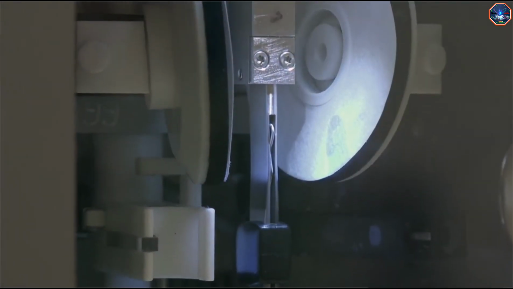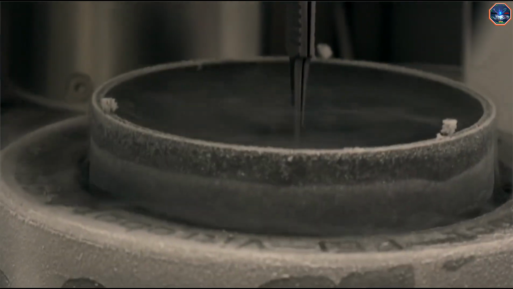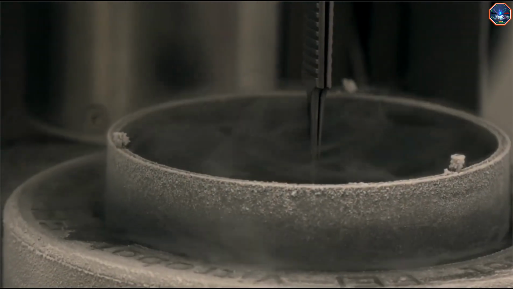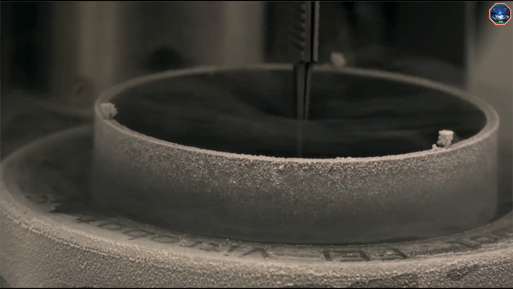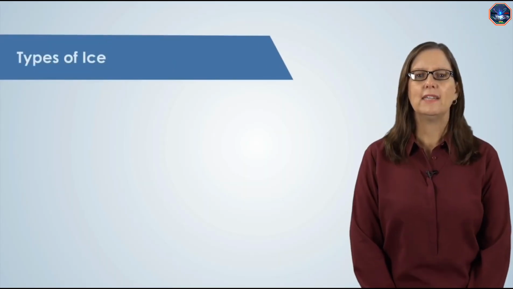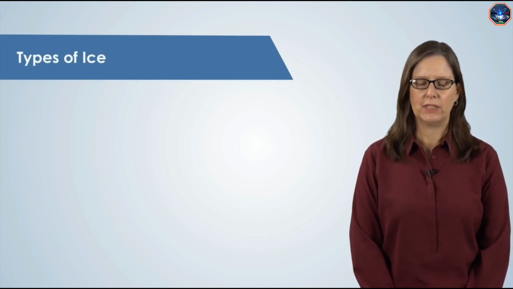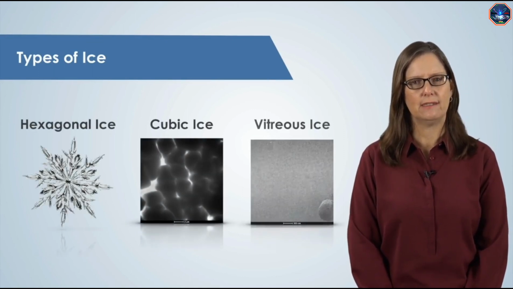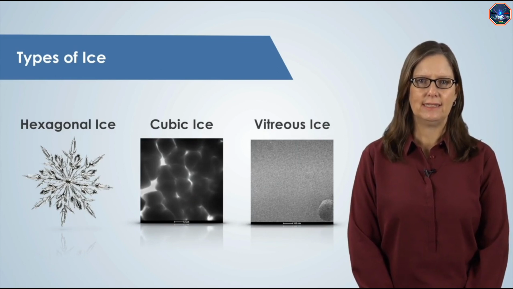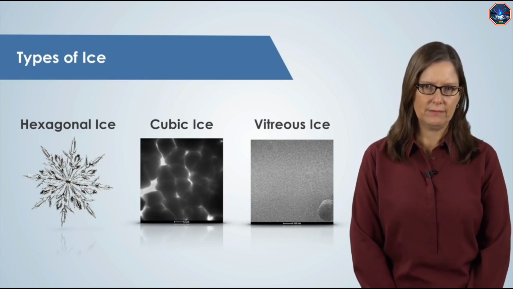Plunge freezing quickly dunks the sample into liquid ethane or propane to freeze it. The reason we use liquid ethane or propane is because they are the right temperature to get the right type of ice to form. All ice is not equal. There are 3 different types of ice that can form at atmospheric pressure: hexagonal ice, cubic ice, and vitreous ice. Hexagonal ice is the ice we see every day. It is the type of ice crystal that forms in an ice cube or a snowflake.